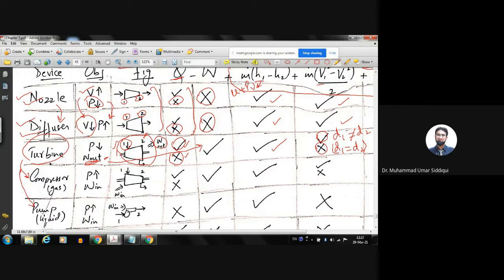Now have a look at it. Turbine produces work output. Compressor and pump need work input. You see, exactly opposite. Turbine reduces the pressure. Compressor and pump increase the pressure. Exactly opposite to the turbine in terms of their objective. However, what is the difference between compressor and pump?